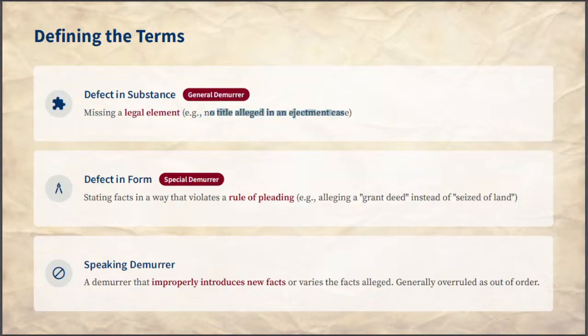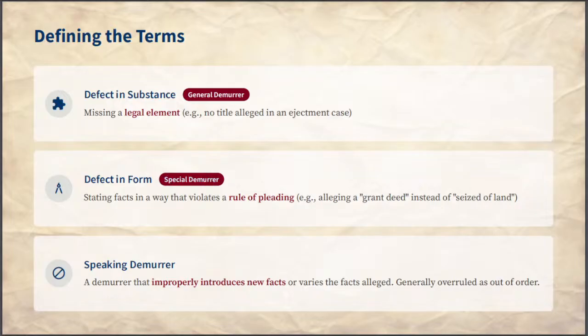So looking at here, we have the general demurrer, which is missing a legal element: no title alleged in an ejectment case. Ejectment requires a title. If there was no title alleged, it's a defect in substance, not just in form. But if you want to say a defect in form, it'd be if instead of just no title alleged, they are alleging a grant deed instead of specifically, in law, seized of land, then that would violate a rule of pleading. So there could also be the special demurrer, and we'll see how this blurs into the pleading aspect of it.